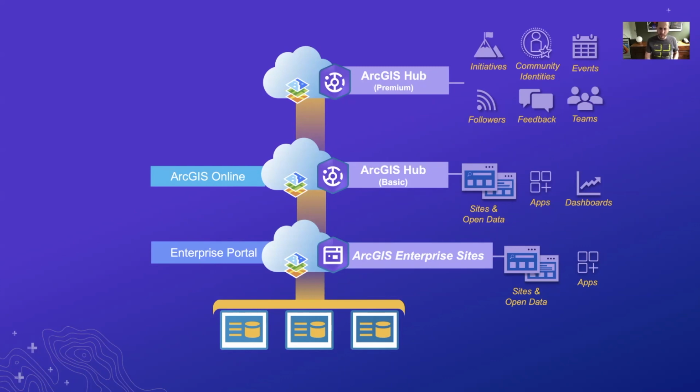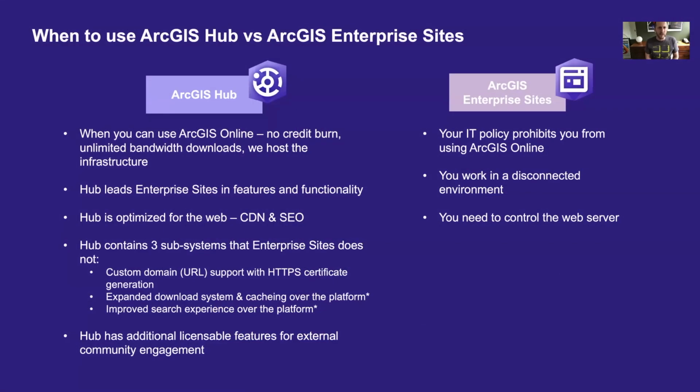So there is a little bit of a difference. I get this question sometimes, when should I use Hub and when should I use Enterprise Sites? Hub does have more features than Enterprise due to the nature of its deployment. So if you can use ArcGIS Online, I definitely recommend that you use ArcGIS Hub because it has more features and functionality. It also has a couple of webby features, meaning it's optimized to run on the web. We put it behind what's called a content distribution network, which is a caching layer that makes it run better. And we take extra steps to make sure your Google page ranking is high.